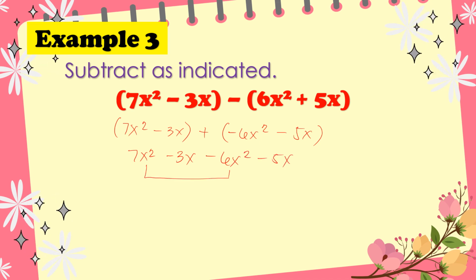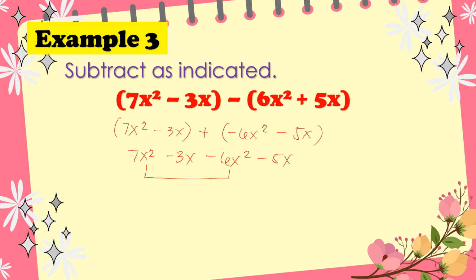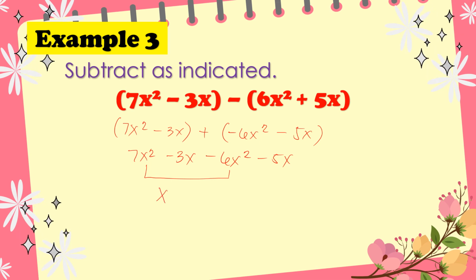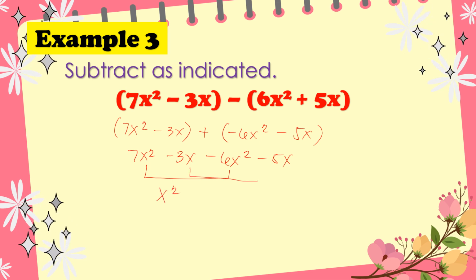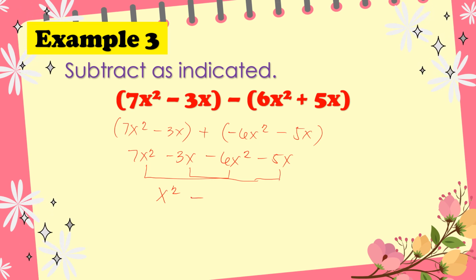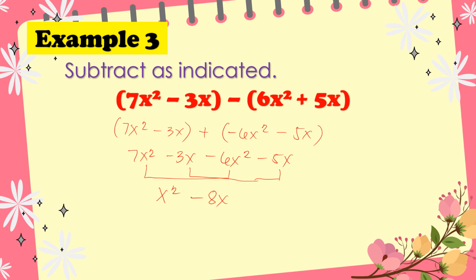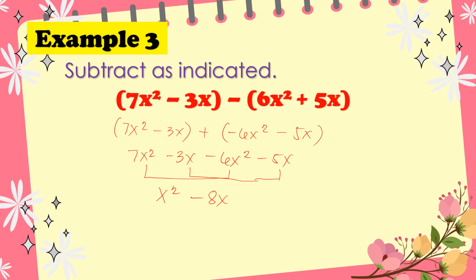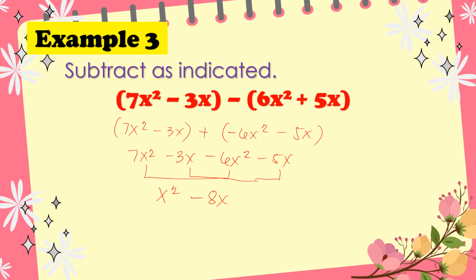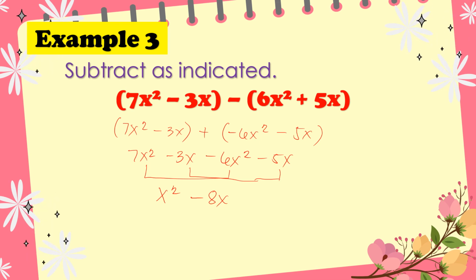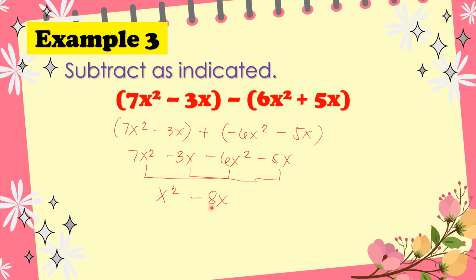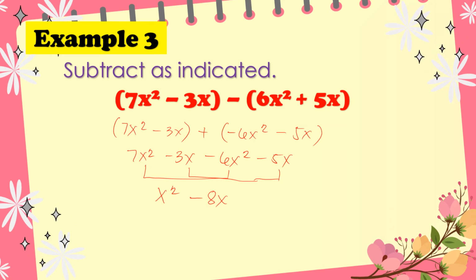I-combine natin yung mga similar. So, 7x squared plus negative 6x squared. The answer is x squared na lang. Tapos yung negative 3x, i-combine natin sa negative 5x. That would give us negative 8x. So when you subtract 6x squared plus 5x from 7x squared minus 3x, the answer is x squared minus 8x.